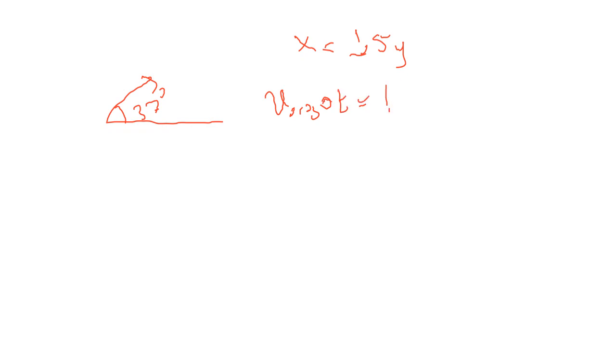Okay. Now, what about the ball? You know that a ball is thrown. This is another question. Again, 37 degrees. Well, in the question, x equals 1.5y. So what is x? It is just v0 cosine theta t equals 1.5 times y. What is y? It is v0 sine theta t minus 1/2 g t squared.